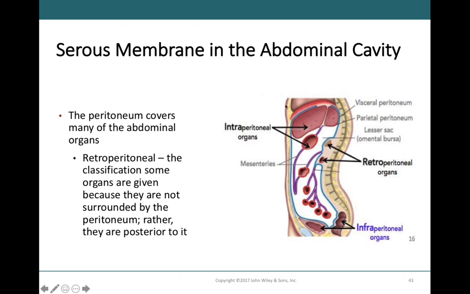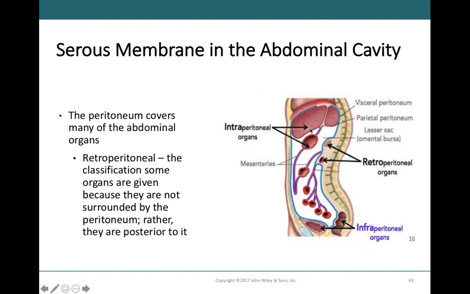With the peritoneum specifically, we have a few different words that we're going to use. We have intraperitoneal, retroperitoneal, and infraperitoneal organs. All of these are referring to the location of where these organs are. So the intraperitoneal organs are going to be organs that are found within the peritoneum. Oh, I'm so sorry, I said infra. This is the intraperitoneal because these are found inside of the peritoneum.